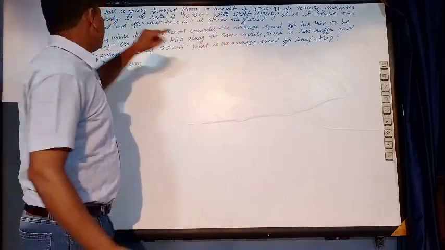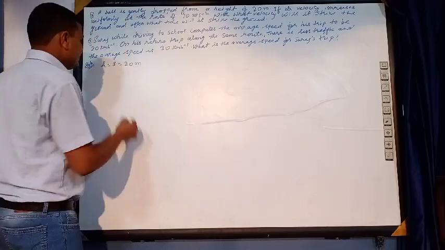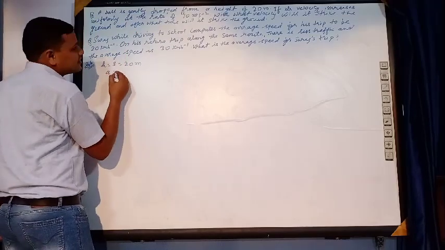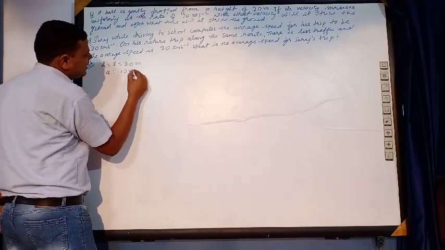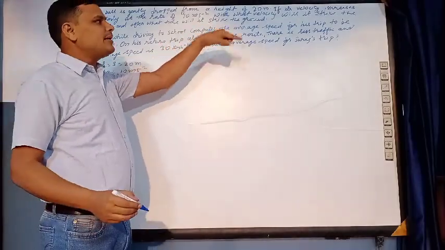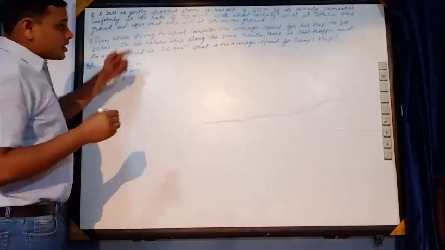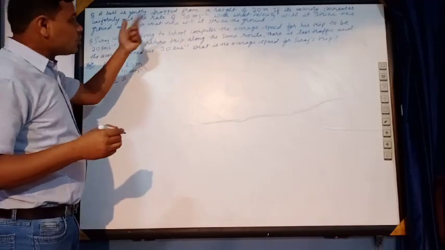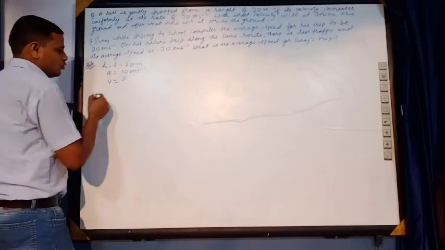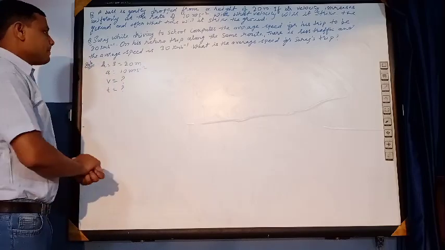If its velocity increases uniformly at the rate of 10 meter per square second, that means we are having the acceleration that is 10 meter per square second. With what velocity will it strike the ground? First we have to calculate the final velocity, and after what time will it strike the ground? That means how much time will it take to strike the ground.